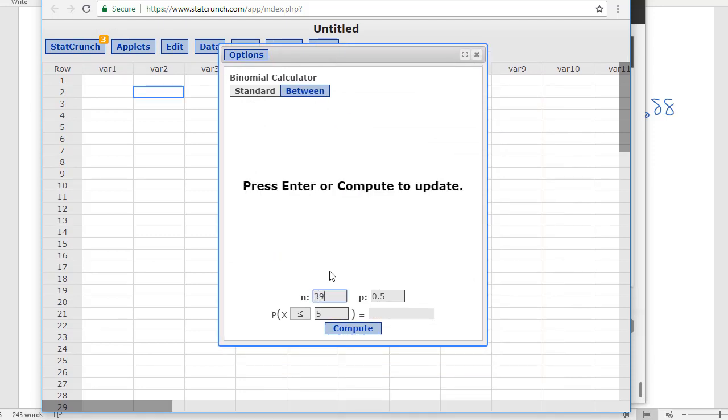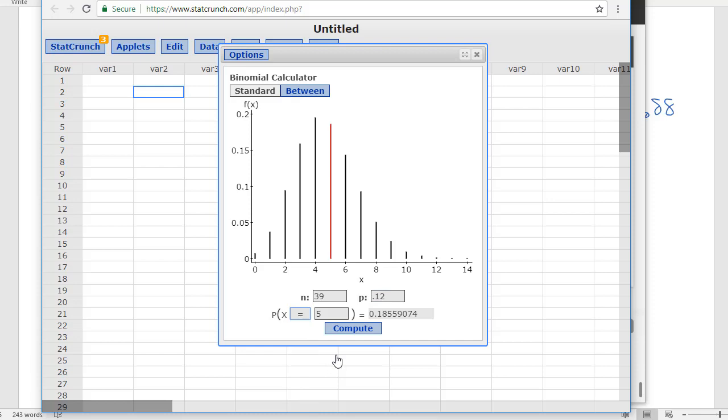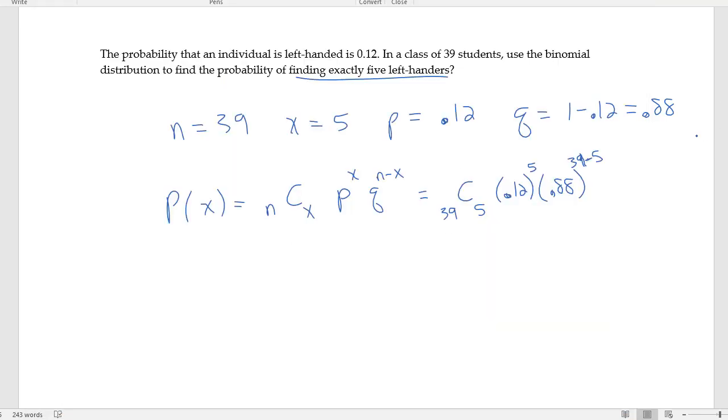So n is 39, my probability of success was 0.12, and then I want exactly equal to 5, and there's that same value, 0.1856 if we round to 4 decimal places, 0.1856. All right, let's look at a problem where we would have a cumulative probability.